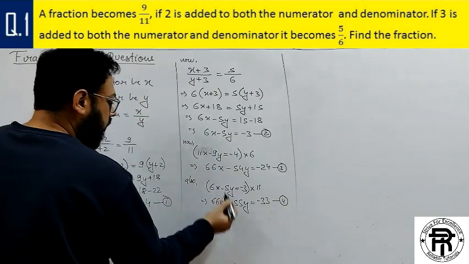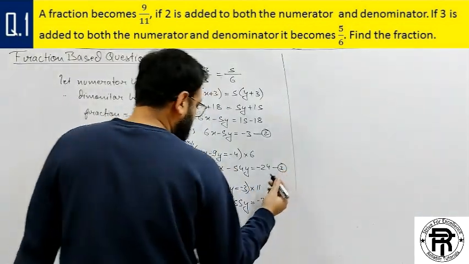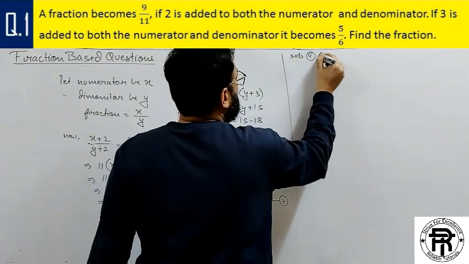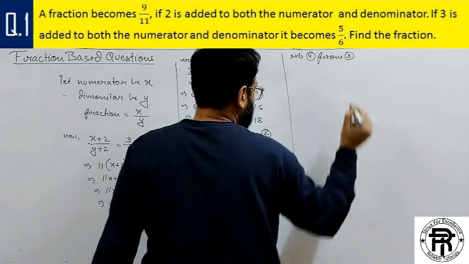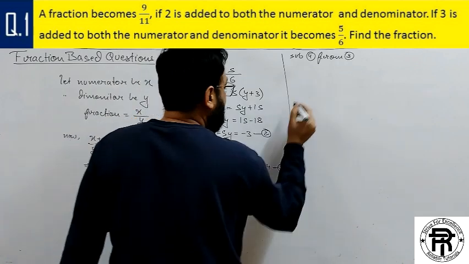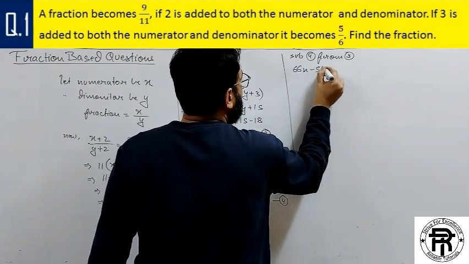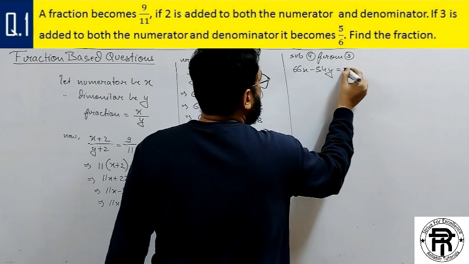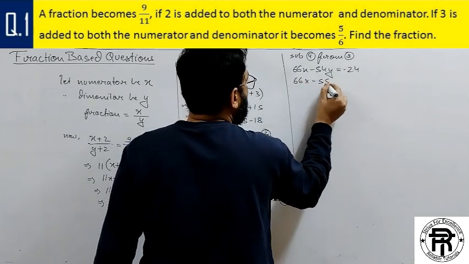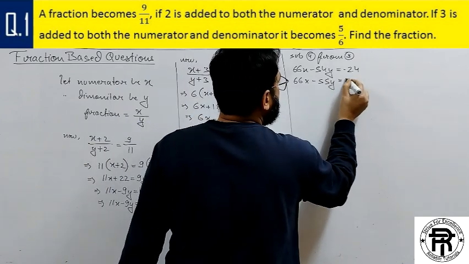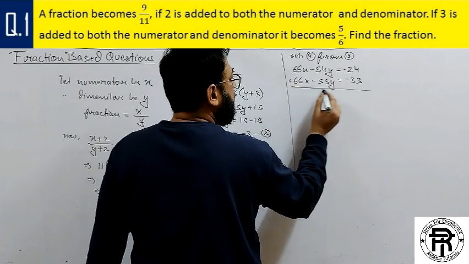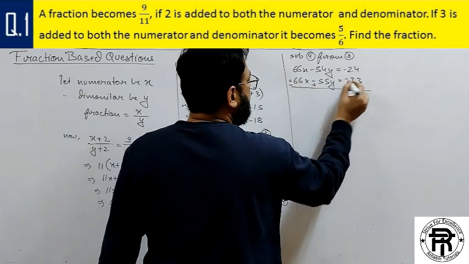Now, you need to subtract. So, from third equation, we can subtract the fourth equation. किसी से भी किसी को भी कर सकते हैं. So, subtracting fourth from third. When we subtract, what do we get? 66x minus 54y is equal to minus 24, and 66x minus 55y is equal to minus 33. Elimination method. Plus this minus, because we are subtracting, sign will get changed. This minus becomes plus and this minus also becomes plus.